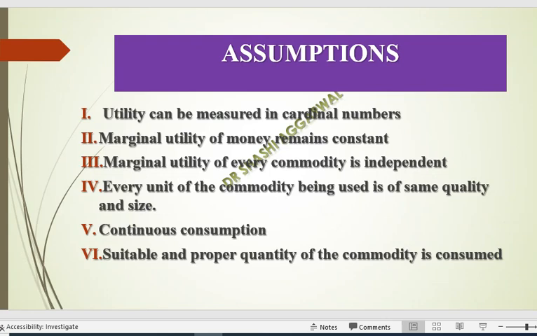Every unit of the commodity being used should be of the same quality and size. Like if we are consuming apples, it shouldn't be that the first apple is sour and the second apple is sweet. They should be of the same quality and size. Then there should be continuous consumption, and there should be a suitable and proper quantity of the commodity consumed. Like if we are thirsty, we are not drinking the water by spoon. Here it means one full glass of water, one apple, not a bite.